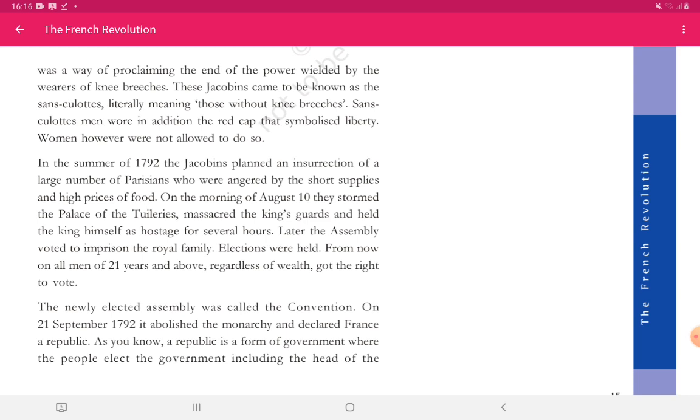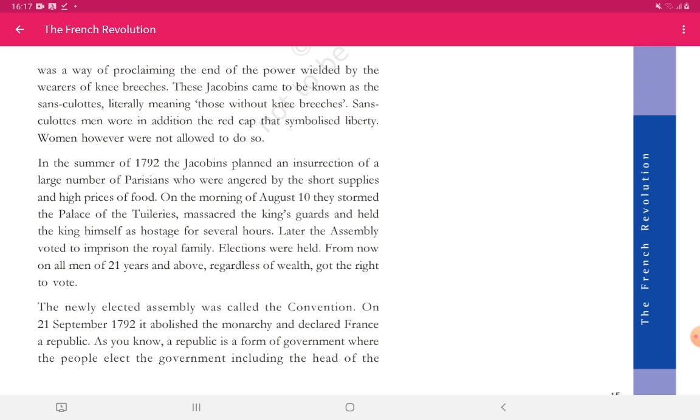In the summer of 1792, the Jacobins planned an insurrection of a large number of Parisians who were angered by the short supply and high price of food. On the morning of August 10, they stormed the palace of the Tuileries, massacred the king's guard and held the king himself as a hostage for several hours. Now why did they do so? Because they wanted some bread, because of the high prices of food.